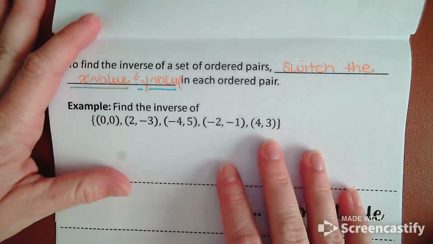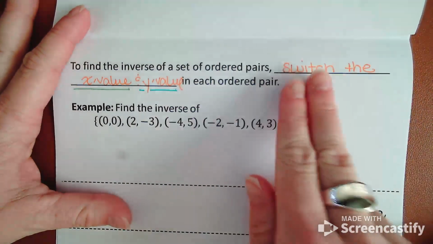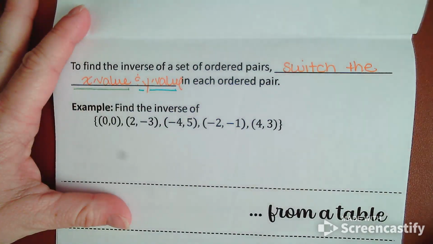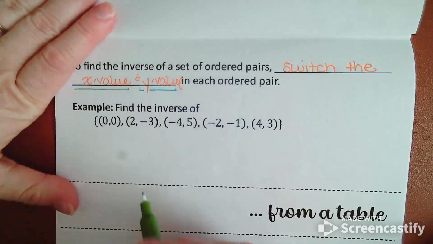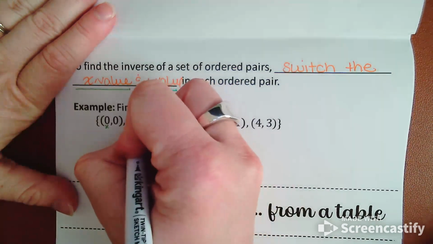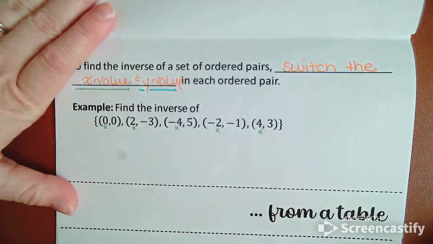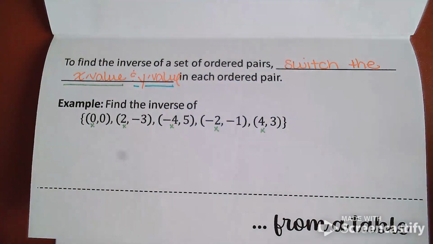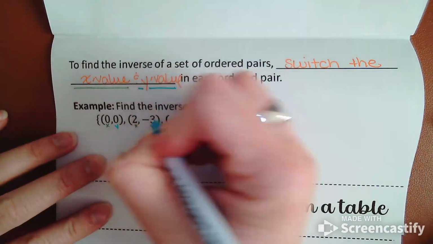If you're asked to find the inverse of a set of ordered pairs, all you need to do is switch the x value and the y value. Remember that in this relation, this set of ordered pairs, the x's are always the first value in your ordered pair, and then the y values are the second value in your ordered pair.